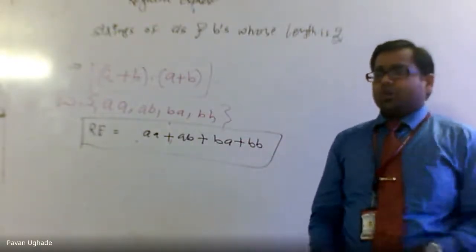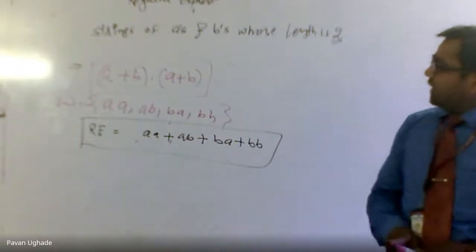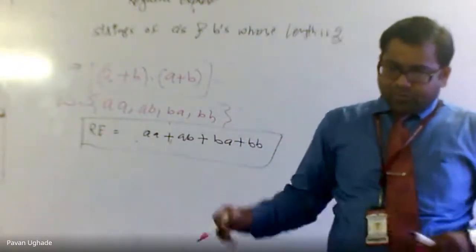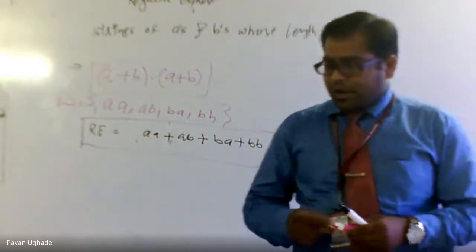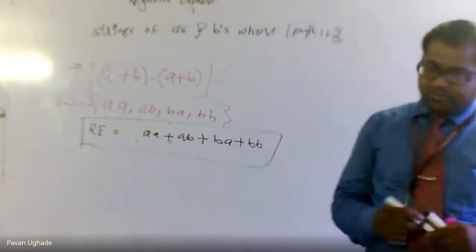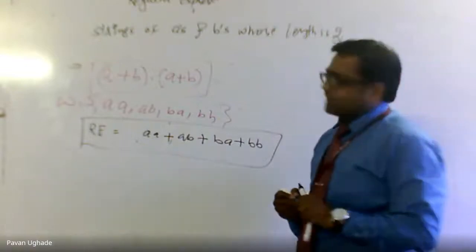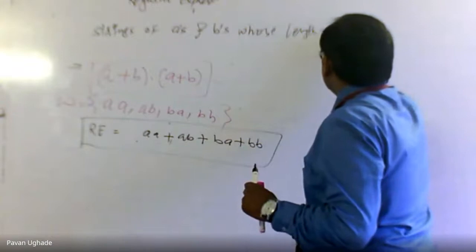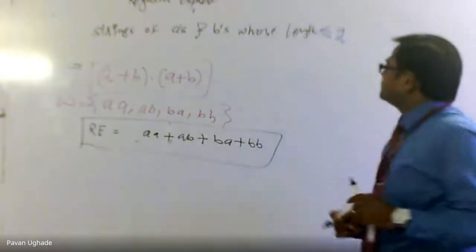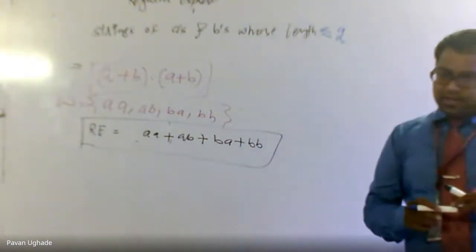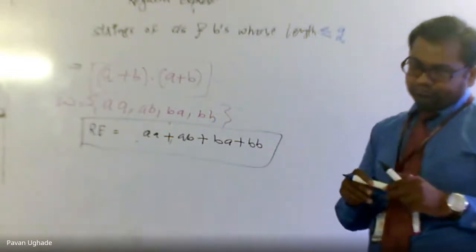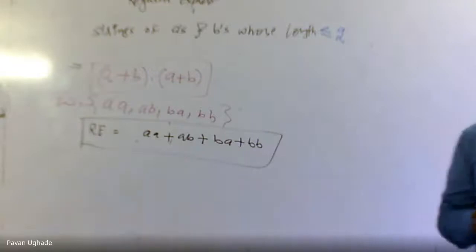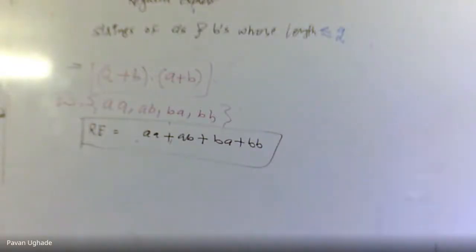Let's talk about some other questions once again. Now I'm changing the question. Obtain a regular expression to accept the strings of A and B of length less than or equal to 2. Can you tell me what is the answer for this? What is the possible regular expression for this?